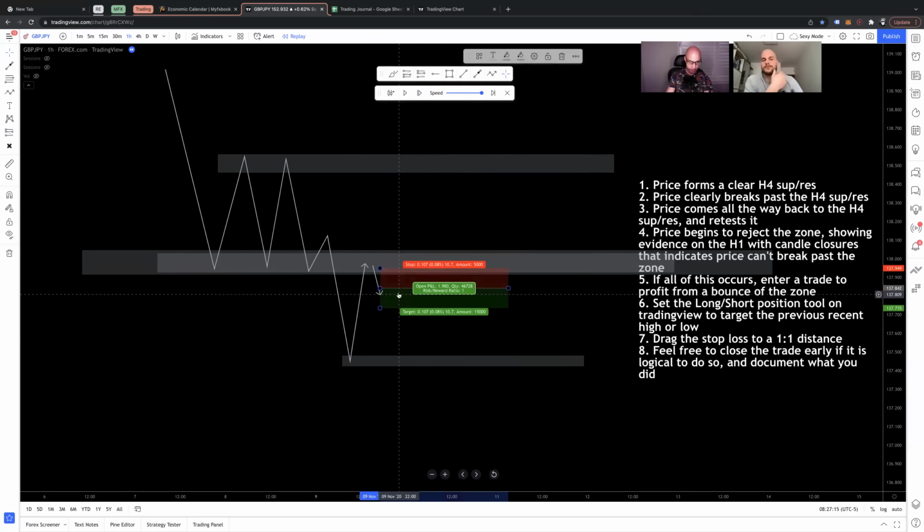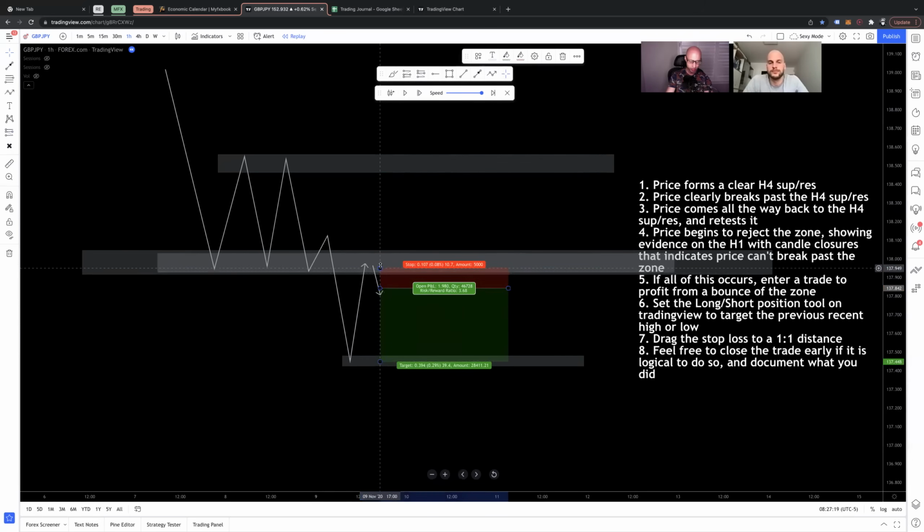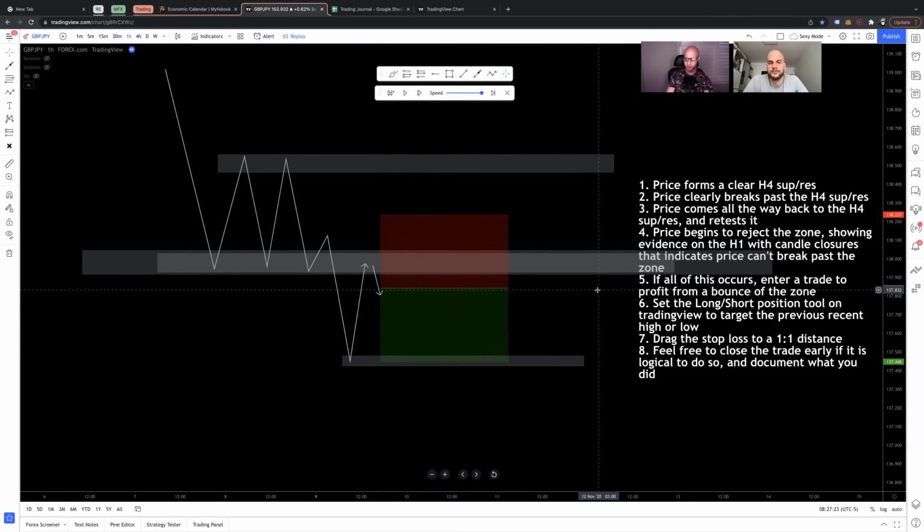So it rejects. Let's say you enter right there. First thing, you drag your stop to your target. You put your stop at a 1-to-1. Right, cool. Now you're in. So now the trade begins to unfold. So now it does this. I'll keep it quick so that we're not wasting a ton of time. Logical to close here? No. Logical to close here? No. Here? No.